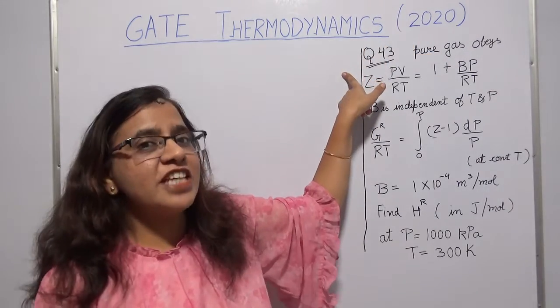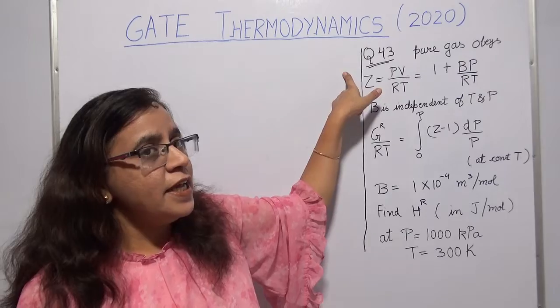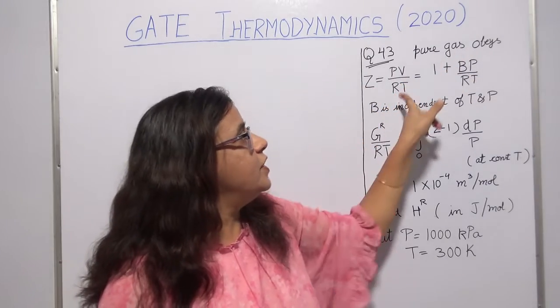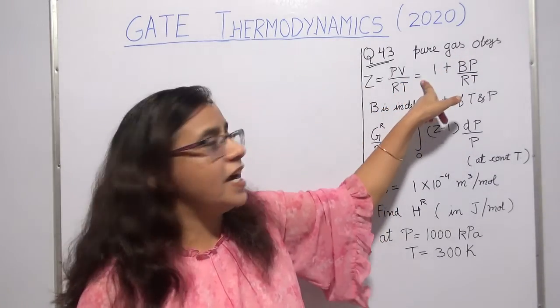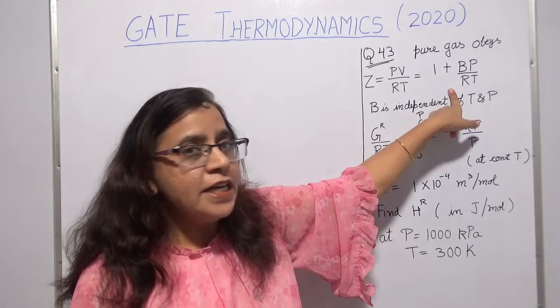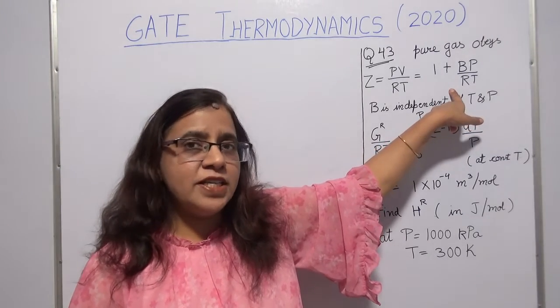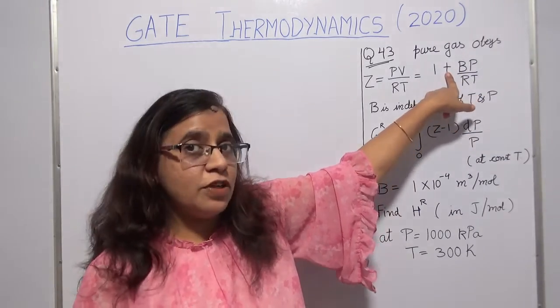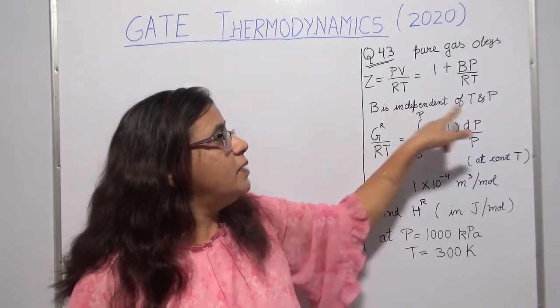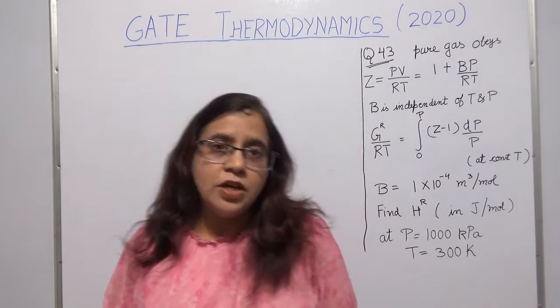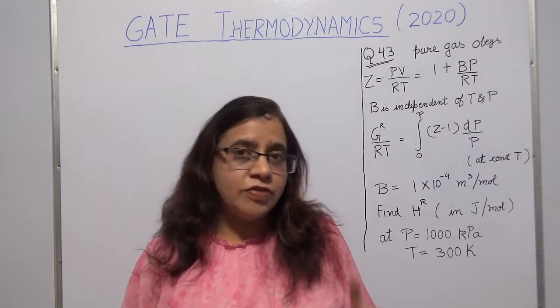So the first problem which I have taken is question number 43. It gives that the pure gas obeys this relation PV by RT equal to 1 plus BP by RT. You can figure out that this is the virial equation which has been truncated to the second term. B is your second virial coefficient, and it is given that B is independent of temperature and pressure. Usually you know that B is a function of temperature.